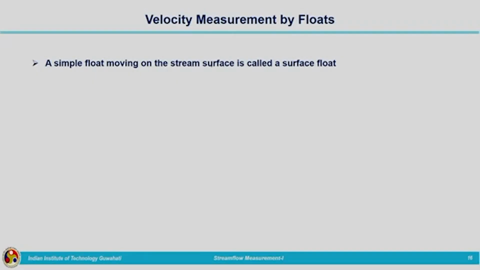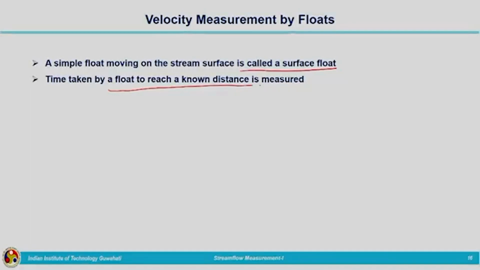Next is the velocity measurement by means of floats. A simple float moving on the stream surface is called a surface float. A float is allowed to move on the surface of the water, and the time taken by the float to reach a known distance is measured. Actually, we will be fixing 2 points within a stable reach, and from one point to the other point, we measure the time taken by the float to travel.